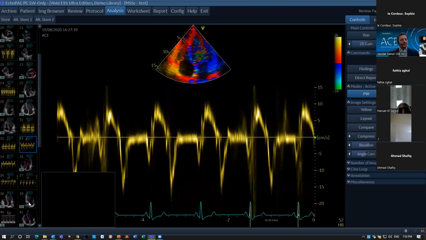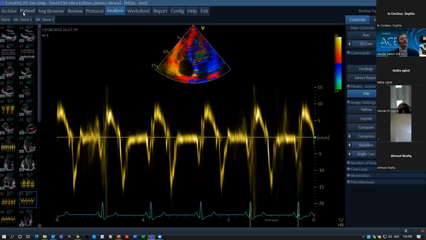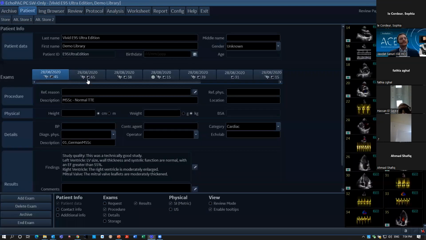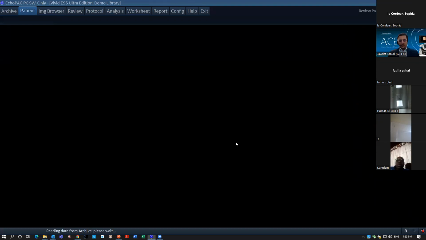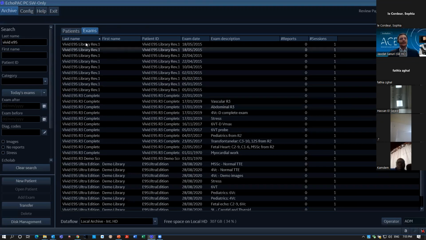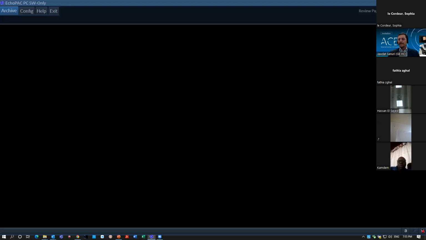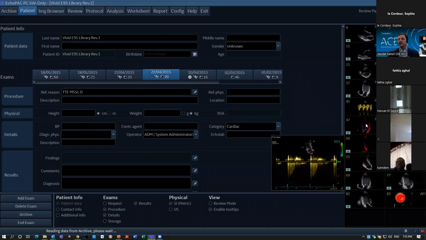What about normal tissue Doppler? I don't see I have any here in this exam. So I'll go back again to patient. Let me find actual tissue Doppler and see how we can do the parametric imaging, the strain imaging as well. So this is a normal patient. All right, so here we have a tissue Doppler image.